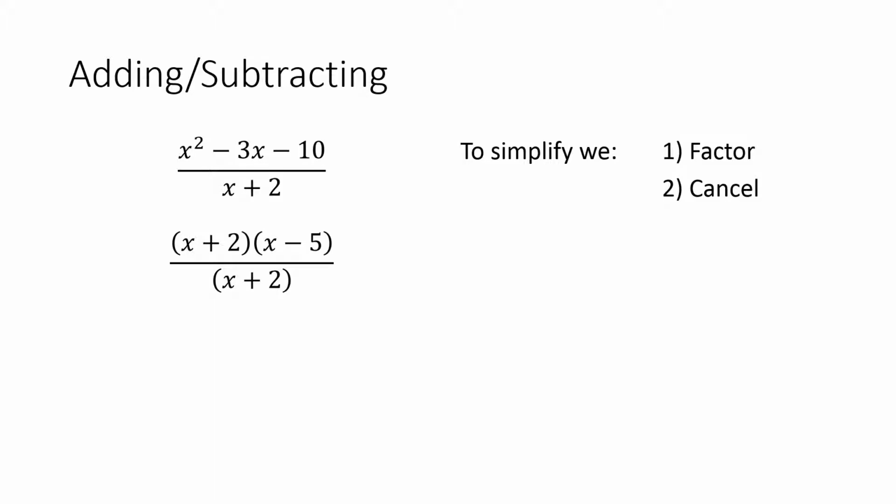So the top factors is x plus 2, x minus 5. We see that we have the same expression, x plus 2 on the top, x plus 2 on the bottom. We can cancel those out, and we're just left with x minus 5. And that's our answer.